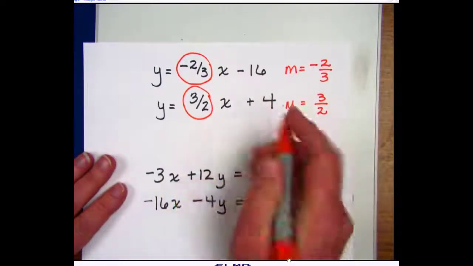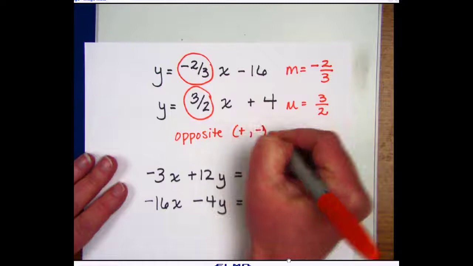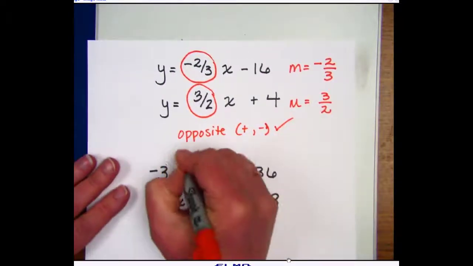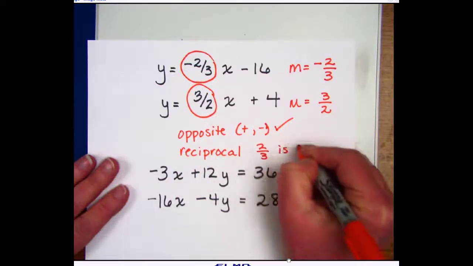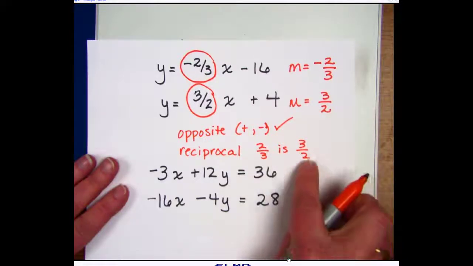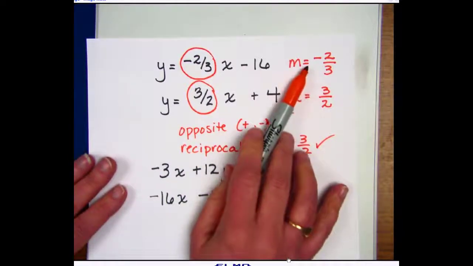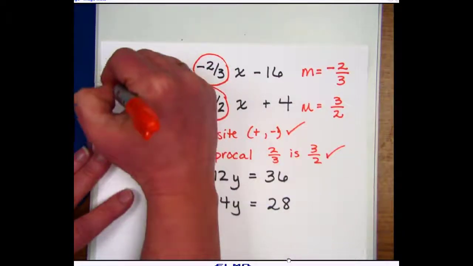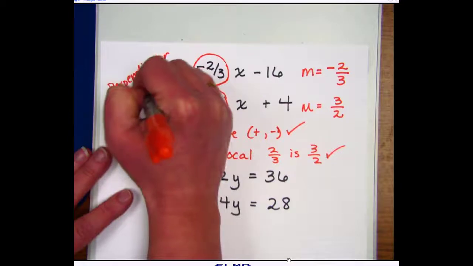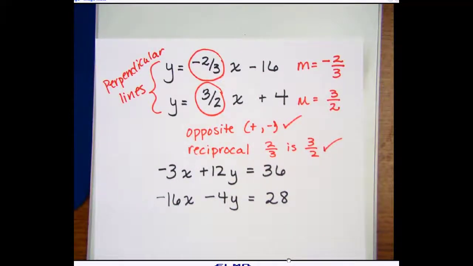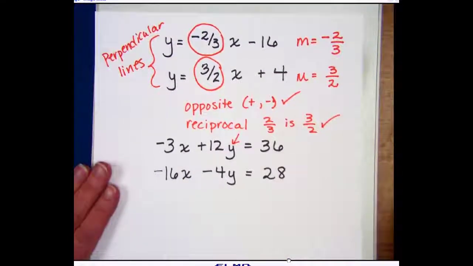And now I see that they're opposite, meaning one is positive, one is negative. Check. And they are reciprocal. How do I know they're reciprocal? Well, the reciprocal of 2 over 3 is 3 over 2. Top to the bottom, bottom to the top. Because both of these are satisfied, I know that these will in fact be perpendicular lines. But again, if it's not given to us in slope-intercept form, we will have to get it in slope-intercept form by isolating our y.